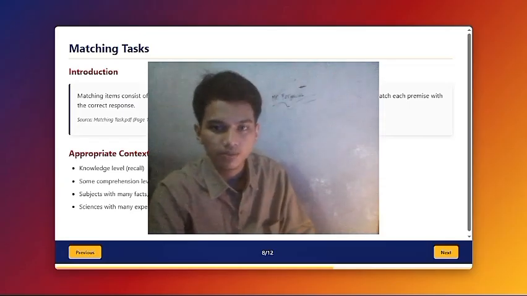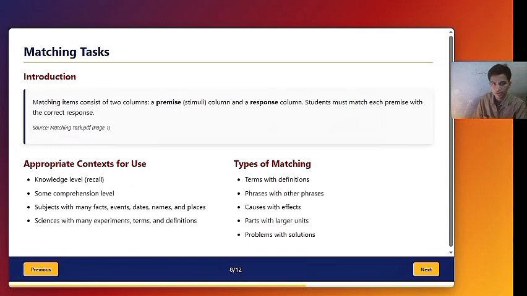Okay, thank you, Revi. Now let's move on to the second assessment format in this video. It is matching task. Matching task presents two columns: the premises, or stimuli, usually the questions on the left, and the responses on the right, which could be the possible answers. Students must match each premise with the correct response.